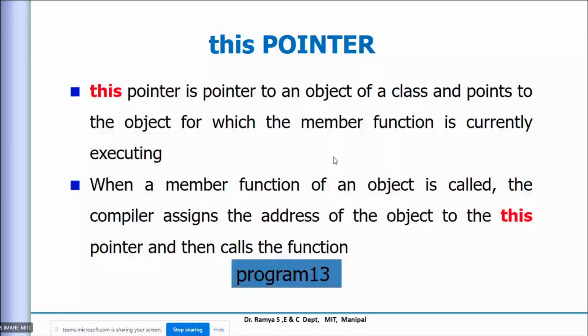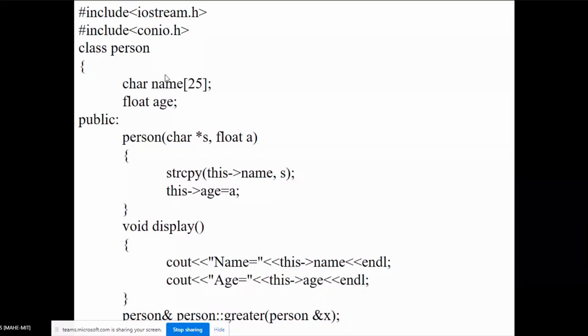Now when I have to use this, we'll see that. This is a class person. I have some particular variables, this array of characters here, and age is there.